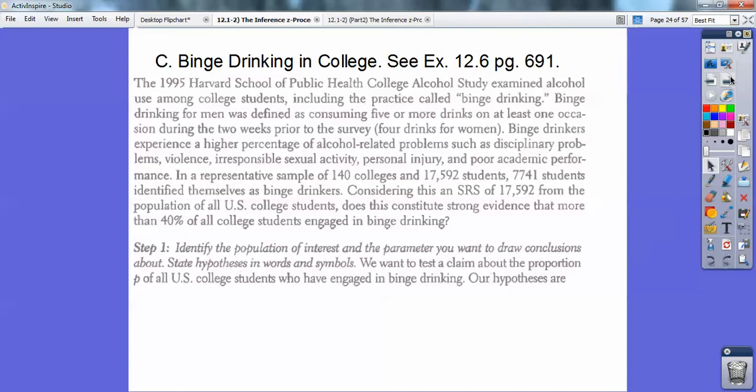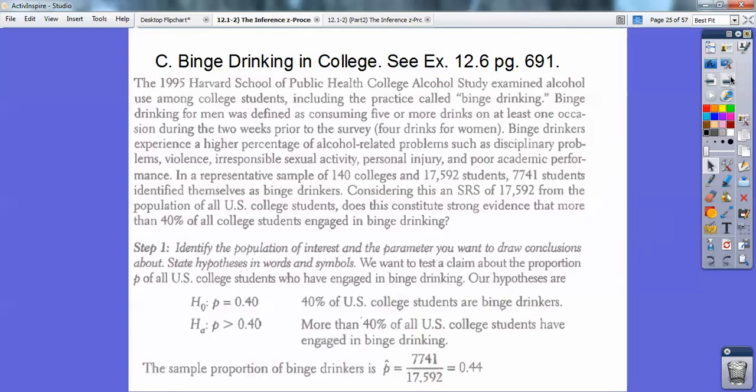Step 1, we're going to identify the population of interest and the parameter you want to draw a conclusion about. State your hypotheses in words and symbols. So we want to test a claim about the proportion P of all U.S. college students who have engaged in binge drinking. And our hypotheses are, remember, the null is no change, that it equals 40%. Okay, 40% of college students are binge drinkers. And the alternative is that it's greater than 40%. Okay, that's what we want to know. Is the evidence more than 40%? The sample proportion of binge drinkers is 0.44. That's why they want to know, is it more than that?